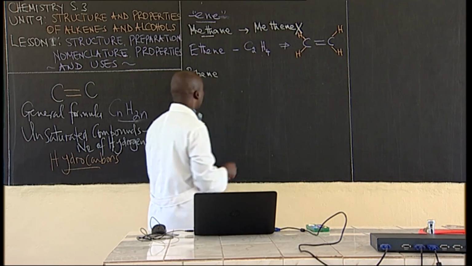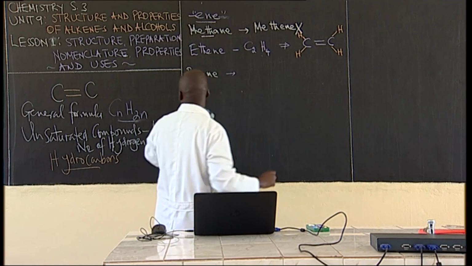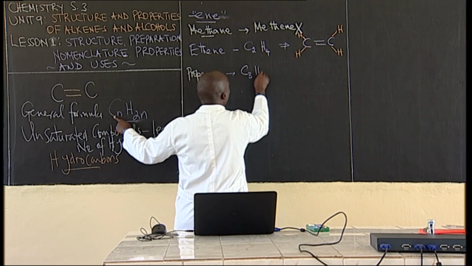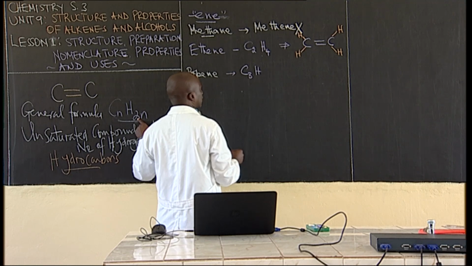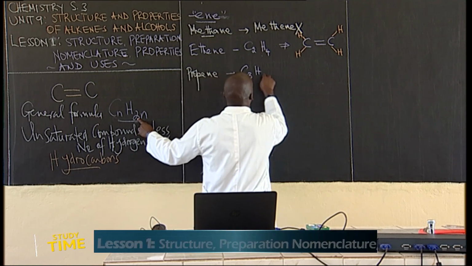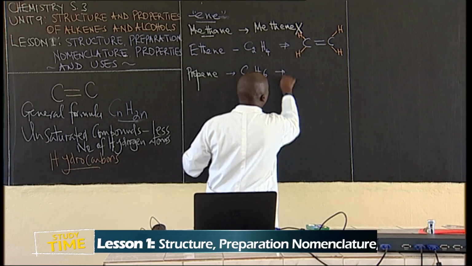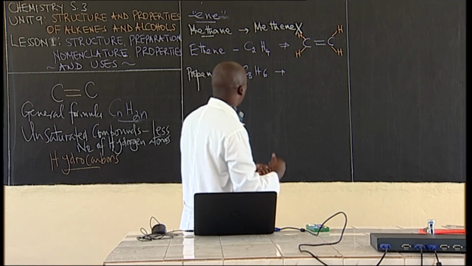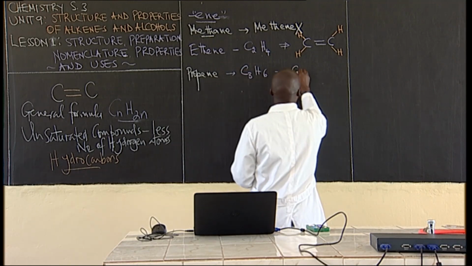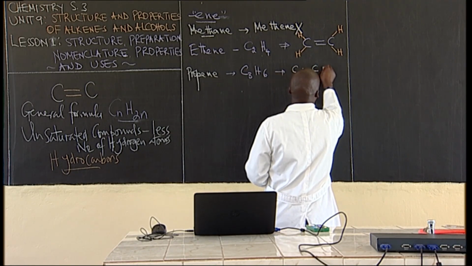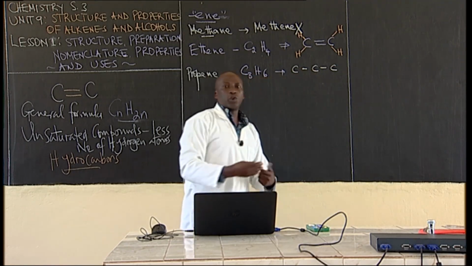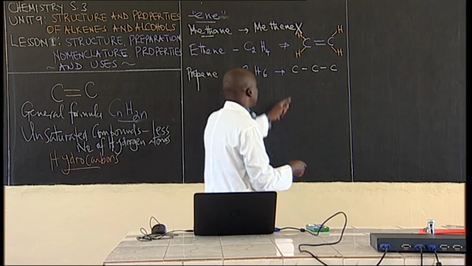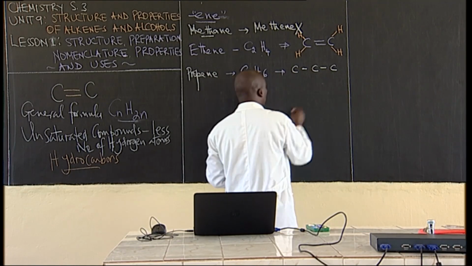When you have propene, that means 3 carbon atoms, so the molecular formula will be C3H, that is, how many? 2 times 3, that is 6. So what will be the structure? When you want to write the structure, you need to write the carbon atoms. These are carbon atoms. You put the double bond anywhere you want, as long as the double bond is between the carbon atoms.